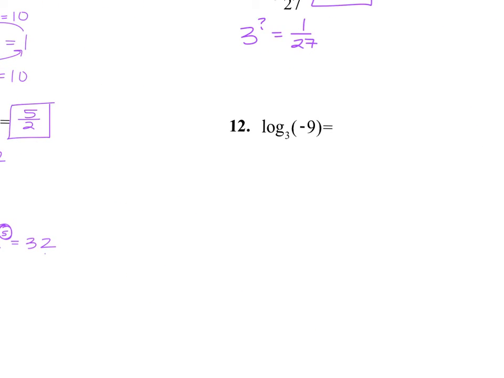All right, number 12. 3 to what power gets you -9? Nothing. You cannot take the log of a negative, ever. If it's log something of negative something, this number always has to be positive. If it's negative, you're going to say does not exist. Okay, can't do it.